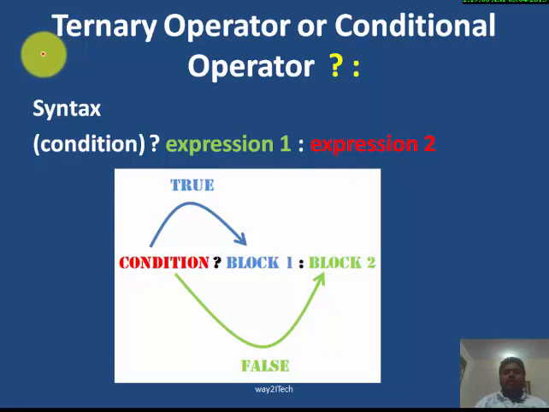The next operator is the ternary operator. This is also known as the conditional operator. The symbol is question mark and colon. How does this work? There is a condition ? expression 1 : expression 2. If the condition is true, then expression 1 will be executed. If the condition is false, then expression 2 will be evaluated.